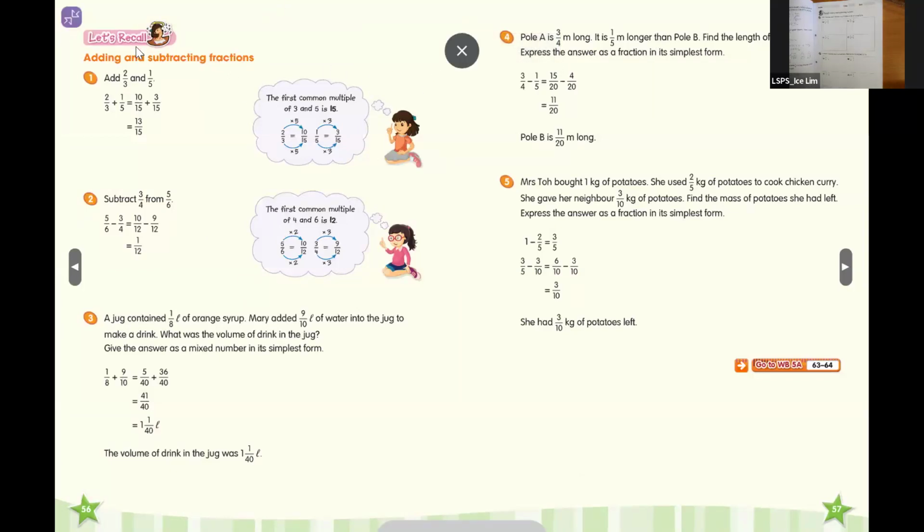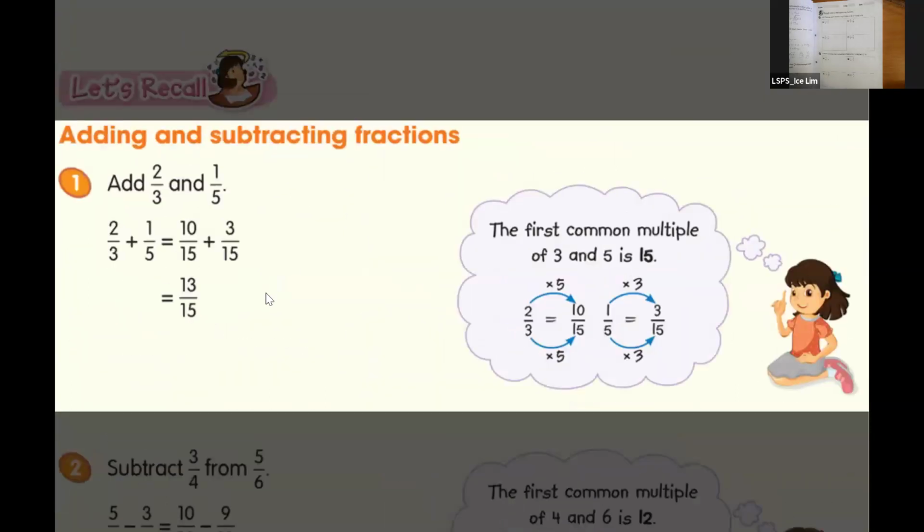This Let's Recall portion is from the primary 3 and primary 4 maths sections. You realize that by primary 5, at pages 56 to 57, when you are doing addition and subtraction questions, you are no longer using fraction discs to solve the problems, unlike what we did in class yesterday, to jog your memory. So here's showing you how to do the addition. The key is to find equivalent fractions.